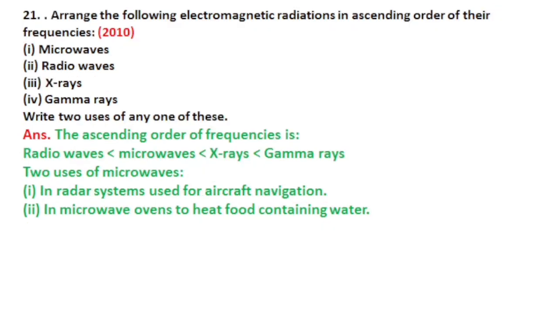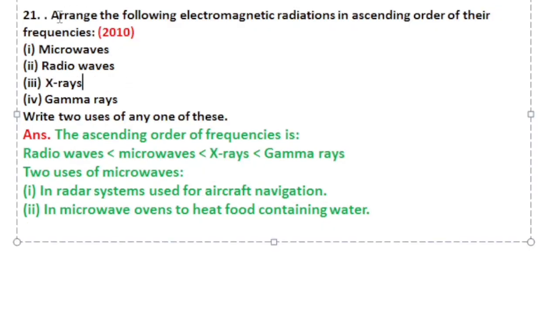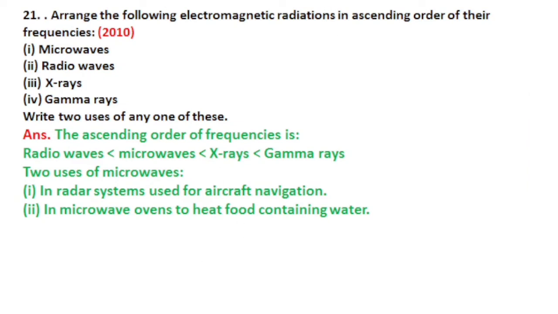Next and last question of today's video is, arrange the following electromagnetic radiations in ascending order of their frequency. This question came in the year 2010. So microwave, radio wave, gamma rays and X-rays. You have to arrange these rays in ascending order of their frequency. So which has the highest frequency from all these four? Yes. Which one? Very good. Gamma rays have the highest frequency.